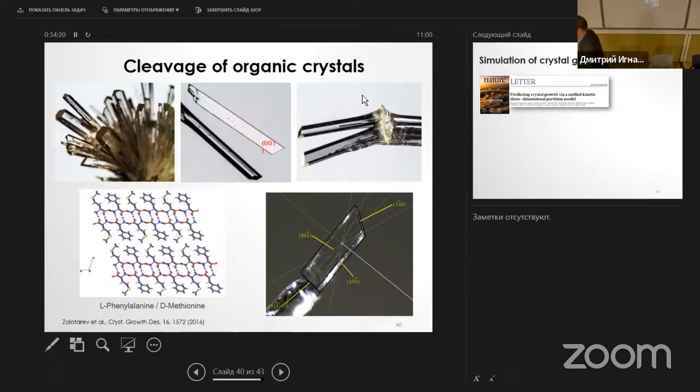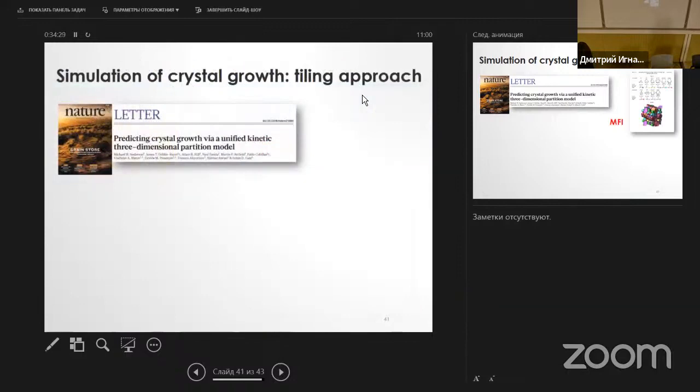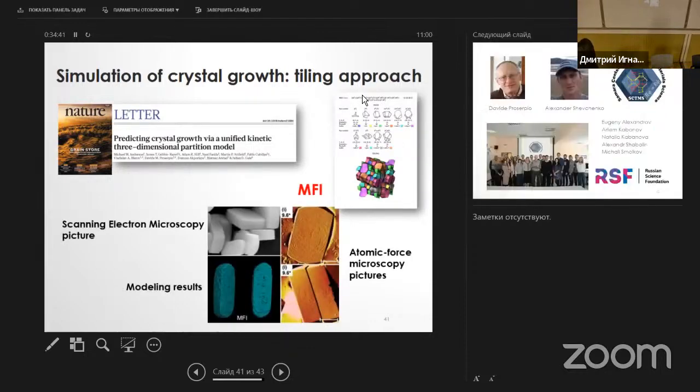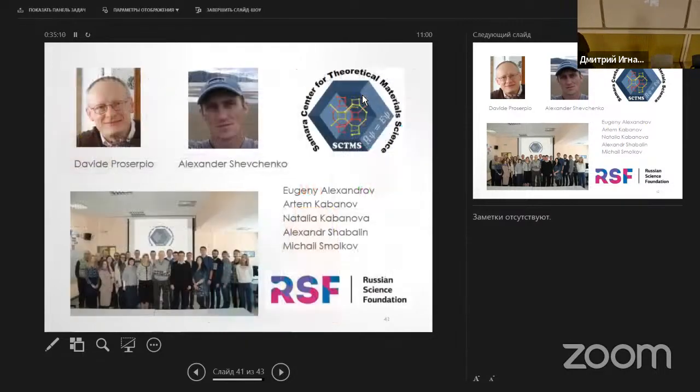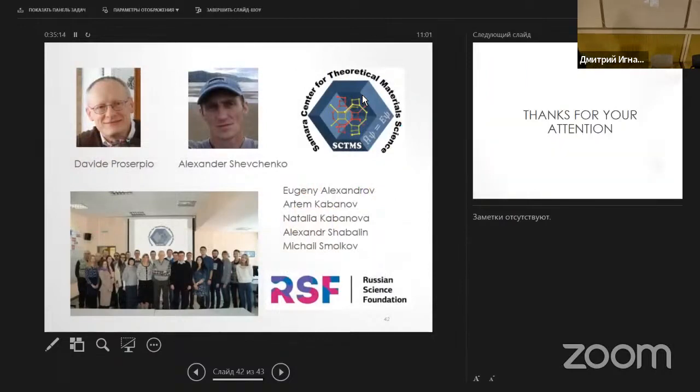And importantly, you cannot do this by mechanical methods. You cannot get such atomically smooth surface using mechanical methods. One more example is a simulation of crystal growth together with our UK colleagues from Manchester University. We developed a special program which models shape and surface of crystals from, let's say, first principles from the initial structure represented as tiling. And then we compared these results with experimental data from electron microscope, and it was shown that the theory here perfectly fits the experiment.